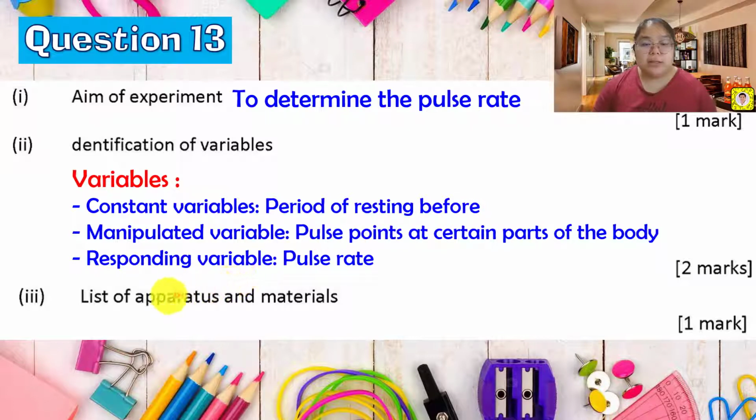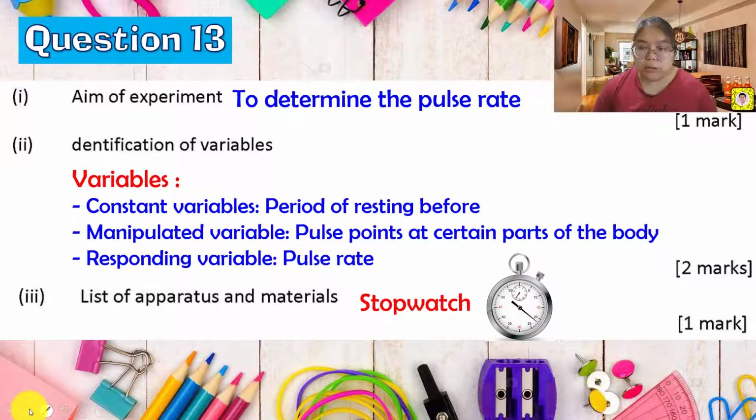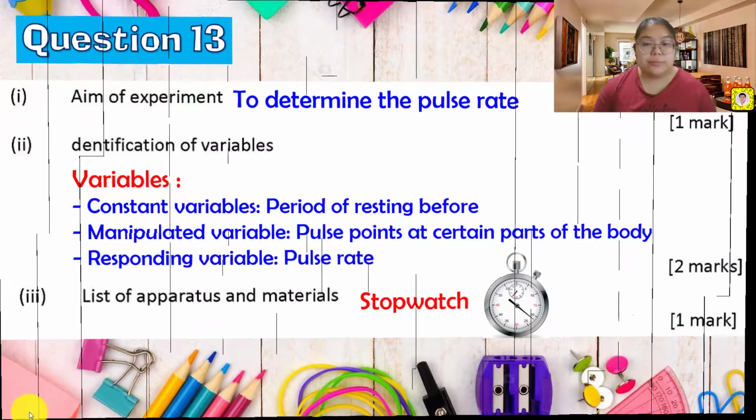Now you're going to see the list of apparatus. Normally when you want to check the pulse rate, we use one of the important things, a stopwatch. It must have the time. So you can check 1 minute, the pulse rate is how many. So we're using a stopwatch. From here we continue to the procedure.